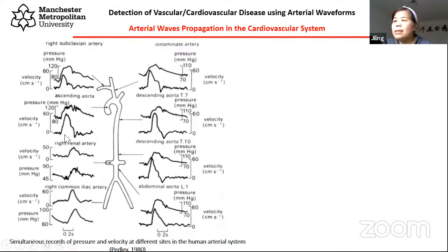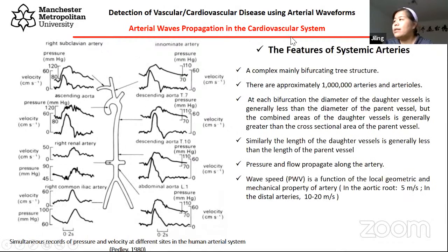If we compare these two, you can see the pressure waveform and the velocity waveform at different points are quite different. The reason for that is the very complicated structure of the arterial tree. The arterial system is a complex, mainly bifurcating tree structure, where one branch splits into two branches, and those further split into two more branches. That is very complicated, and includes lots of bifurcations.